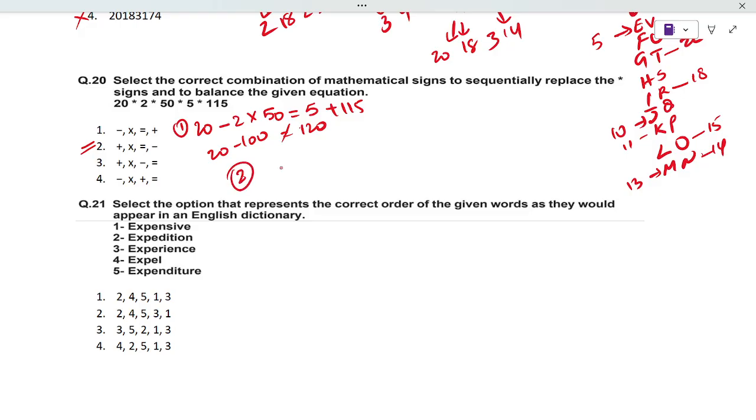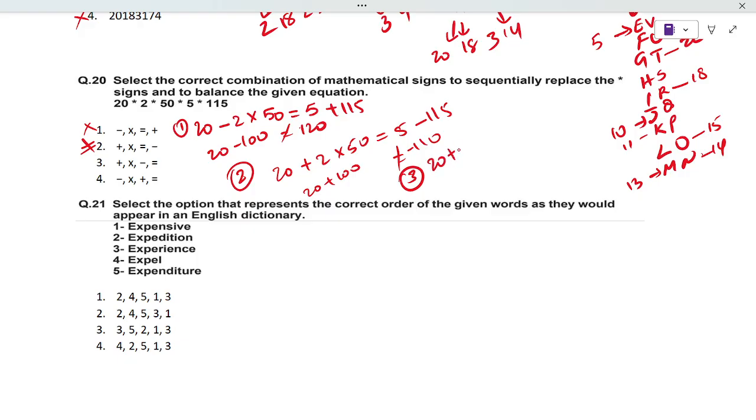Let's check option 2. 20 plus 2 into 50 is equal to 5 minus 115. Oh, I think we'll not get it again. This will give us minus 110. And this will give us 20 plus 100. So 120 is not equal to minus 110. So this is wrong. Let's check the third one.